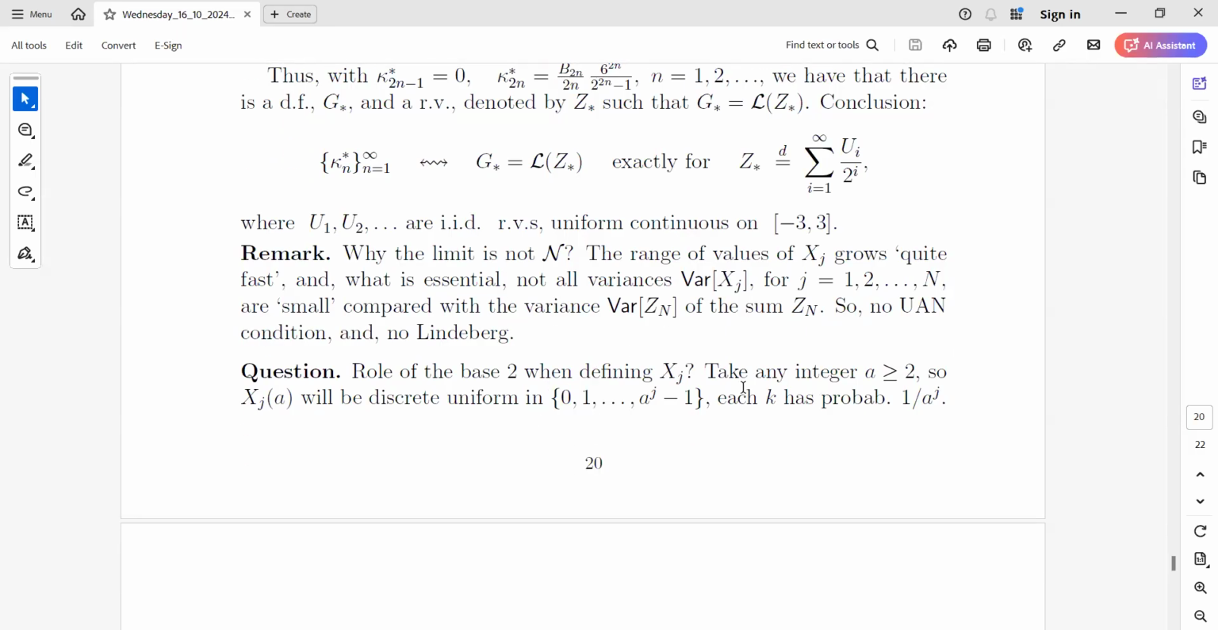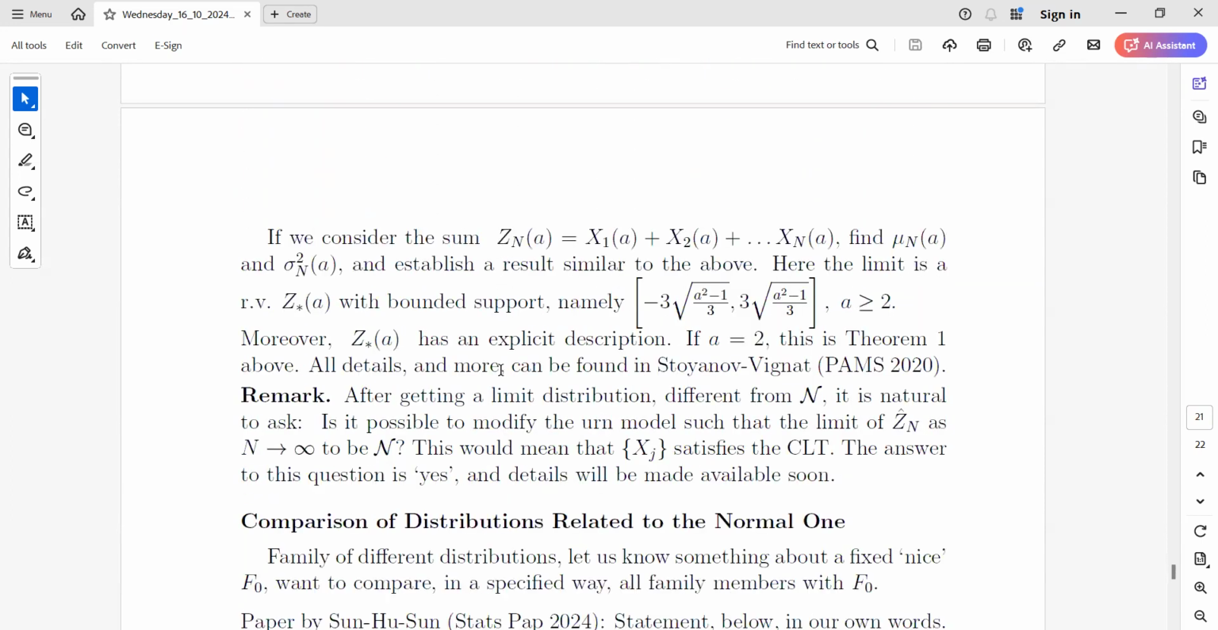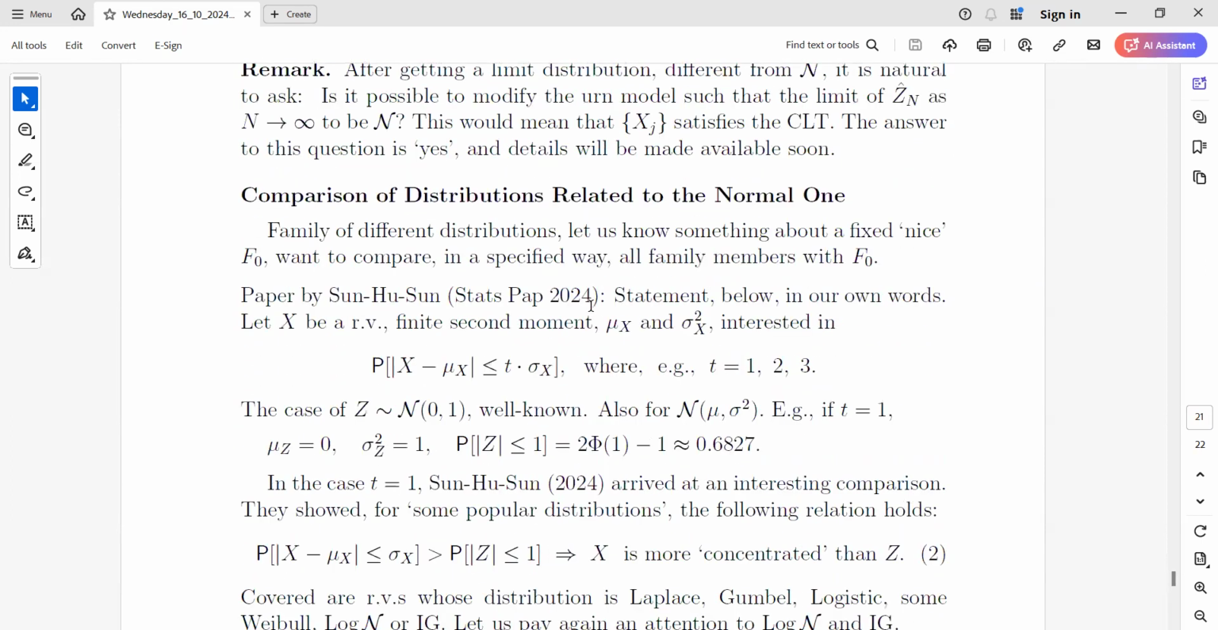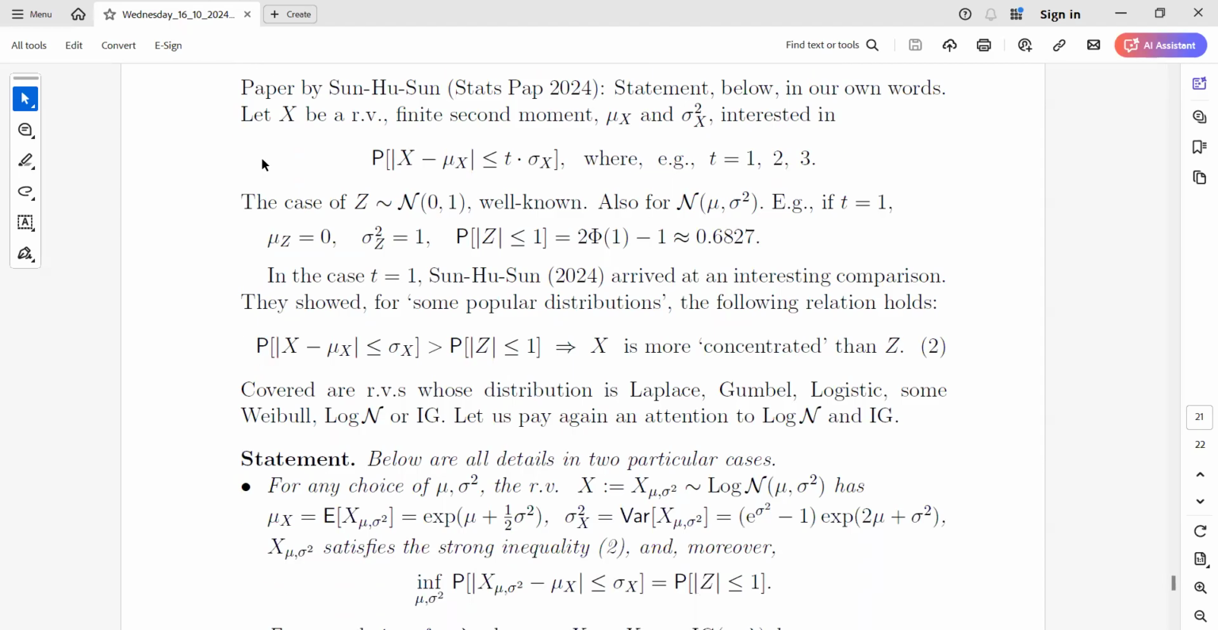And then there is something else, a little bit more general. I'm looking at the time, and this is the very last part. Now, suppose we have a family of different distributions, and there is one we like very much, F0, because we know some properties of F0. And then we want to compare the others with F0. And I refer here to a recent paper by the authors Sun, in Statistical Papers.